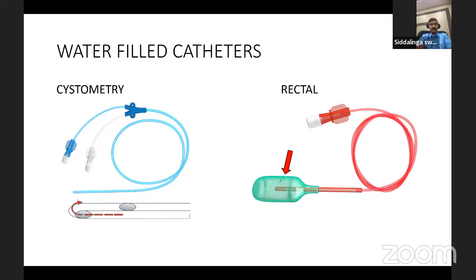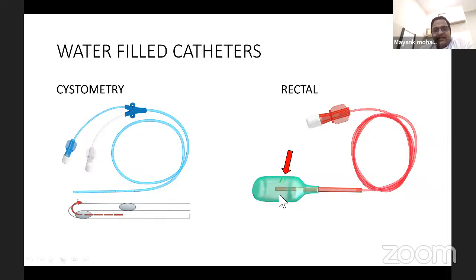So either we can use a cystometry catheter, which is a 2 lumen catheter, mostly 6 French is recommended, and a rectal catheter, which has a balloon at the tip and a slit inside the balloon. These are the ones which I'm showing, basically company provided, proprietary. They're expensive. Ideally, they're single use, but obviously that becomes very unaffordable.